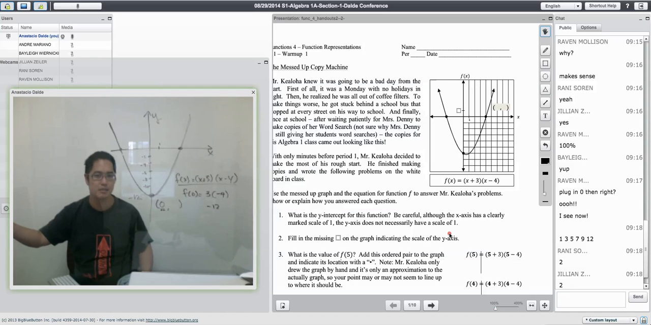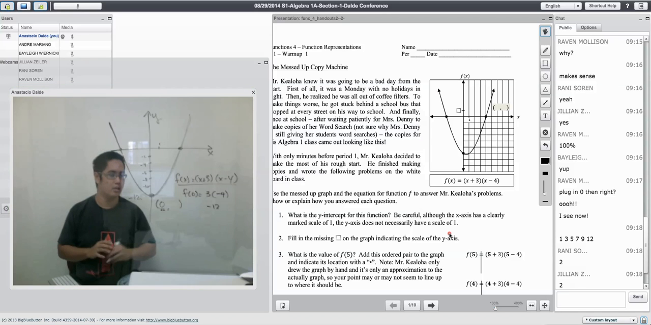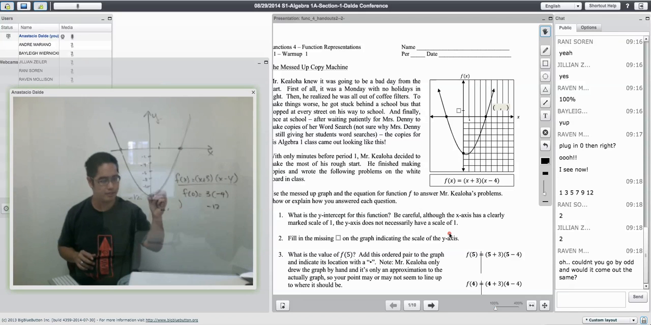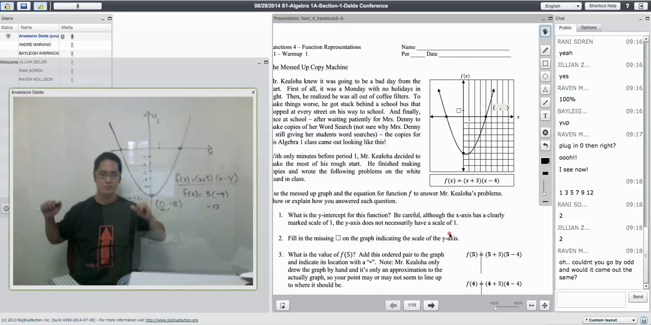That makes sense. All right, here's my next question. Ready? By the way, the ordered pair for this point right here would be 0, negative 12. Are we cool? Do you like it?